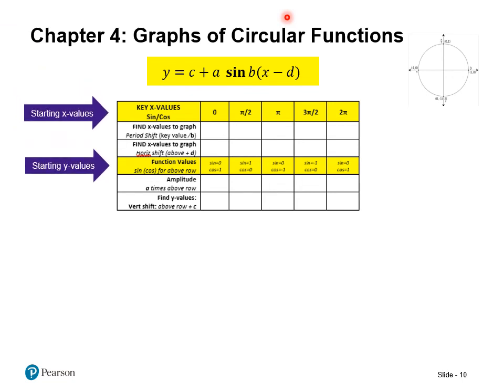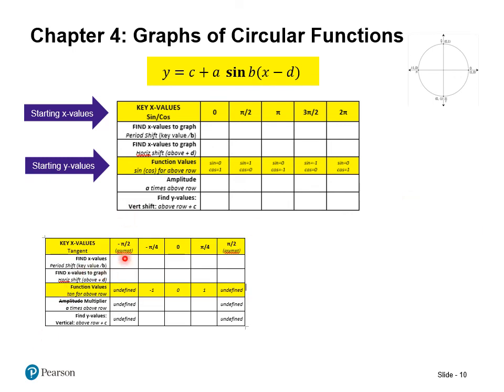Okay, but the starting values are what are important, and you need to know these. You need to know the starting x values, which for sine and cosine are the quadrantals, 0, 90, 180, 270, 360, or 0, pi over 2, pi, 3 pi over 2, and 2 pi. And then, of course, the y values are the x and y coordinates for sine and cosine that you can see here. All right.